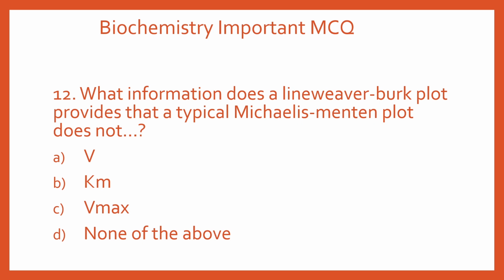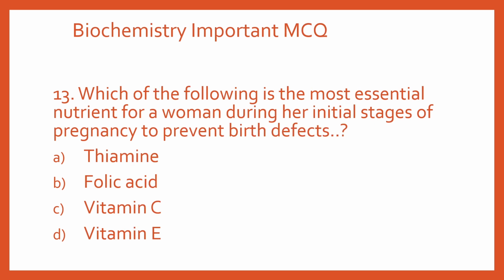Now, in the Michaelis-Menten plot, we consider the Michaelis-Menten constant, which is the Km, and the maximum what? Velocity, which is Vmax. Now, the Lineweaver-Burk plot is the inverse. We are also considering the same thing. So, when we're talking about information that a Lineweaver-Burk plot provides that a typical Michaelis-Menten plot does not, the option here is what? None of the above. Because every other thing here, both of them provide that information.